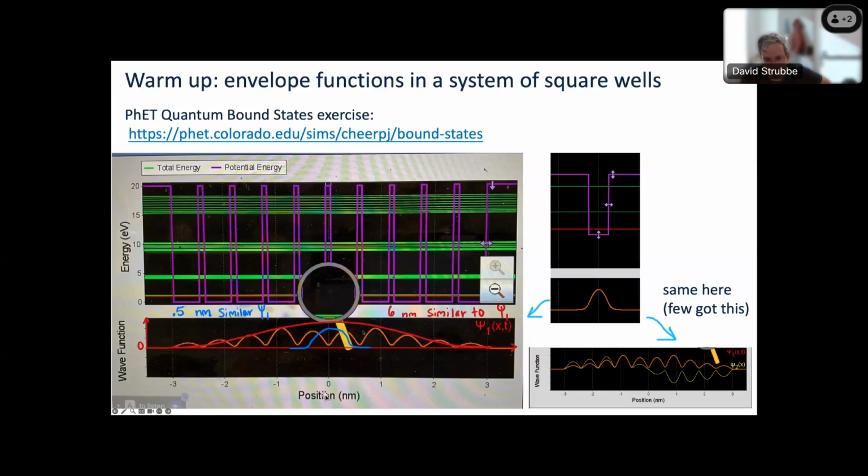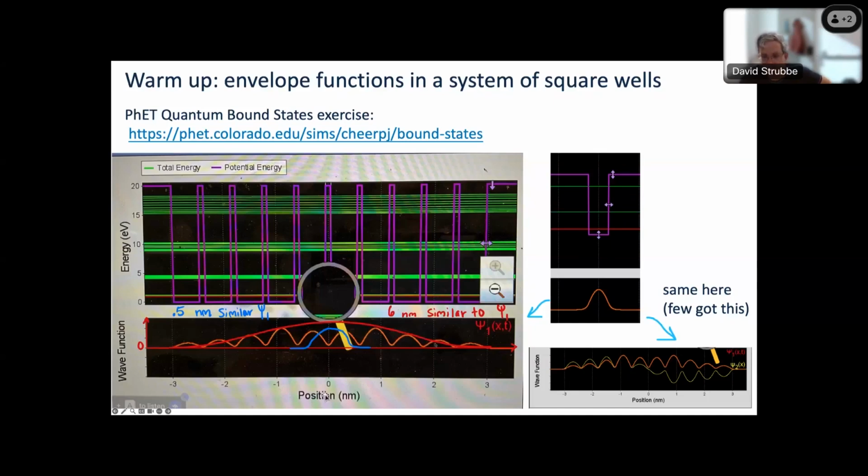You can see that this wave function on the left here is equal to the envelope function basically times this individual wave function from a particular square well here. I asked them to look at several different states here. Most of them got that.